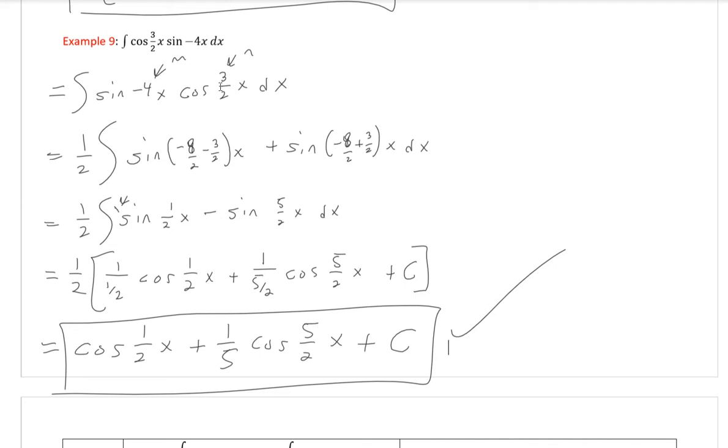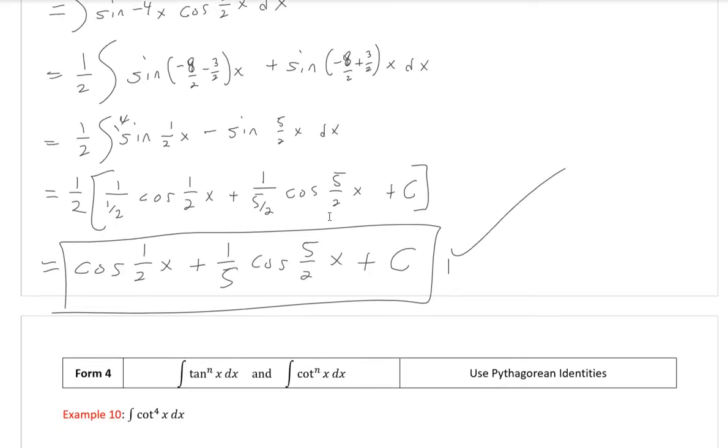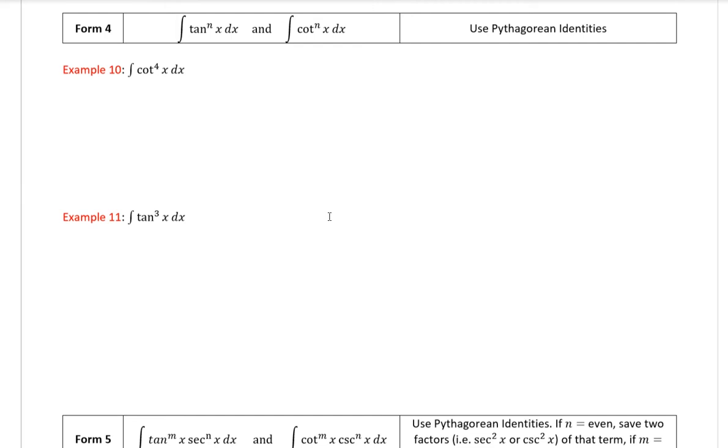All right, these aren't too bad. Just got to kind of get used to the product identities. You might need to start memorizing those. Move on to Form 4 and Form 5 on the last page here.